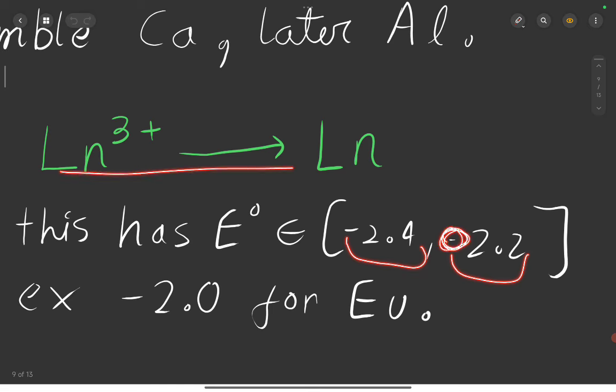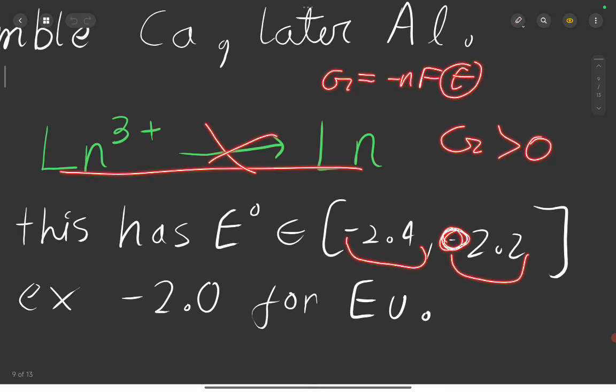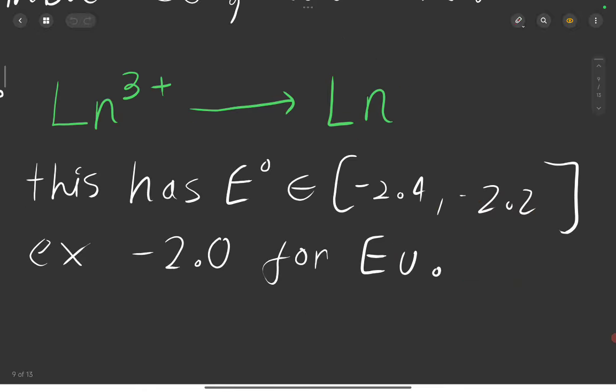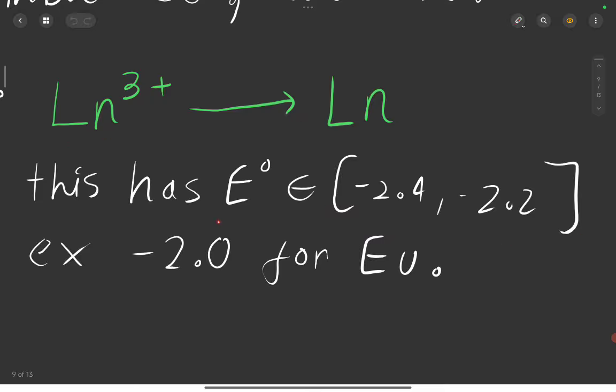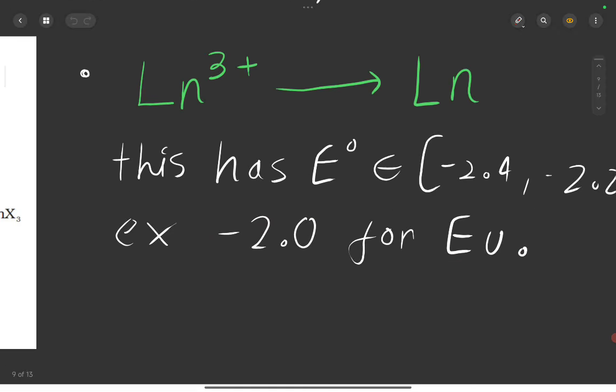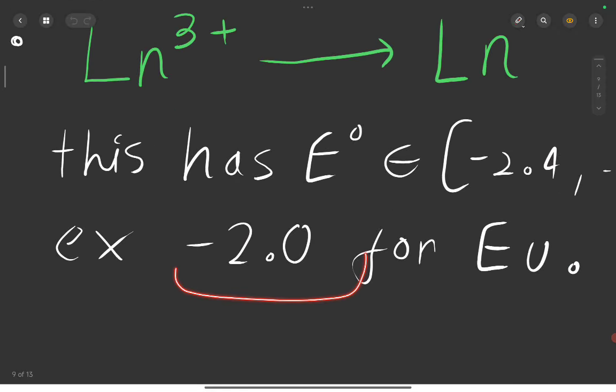A negative E naught means that this reaction is not spontaneous as the Gibbs energy comes greater than 0. Gibbs energy is given as minus nFE naught. If E naught is negative, then this whole term will become positive, and Gibbs energy when positive means the reaction is non-spontaneous. Now all of the lanthanoids have their E naught for this reaction in between these values, except for minus 2.0 for europium because of its stable shell. And of course, this is a very small deviation, not much different from this range.